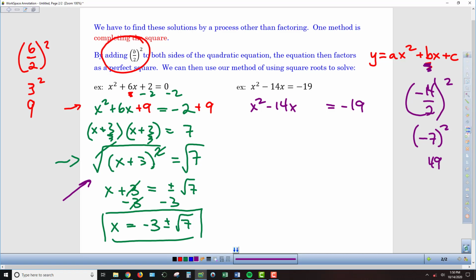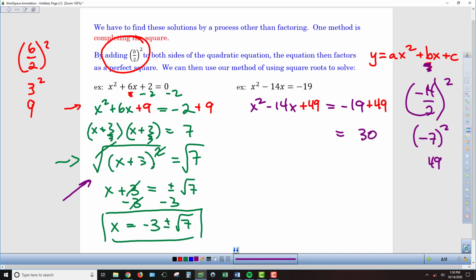So you're always going to end up adding a number to both sides. You'll never subtract something from both sides in this method. You're always going to end up adding a number. So in this case, it's plus 49 on both sides. Again, it's got to be both sides so that we keep things balanced. So now on the right-hand side, negative 19 plus 49, so we get 30.